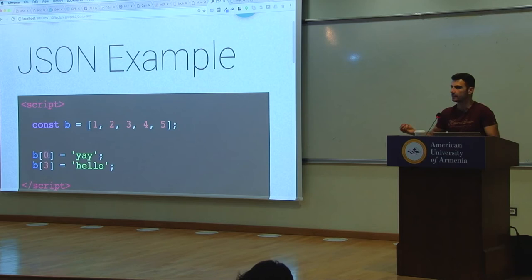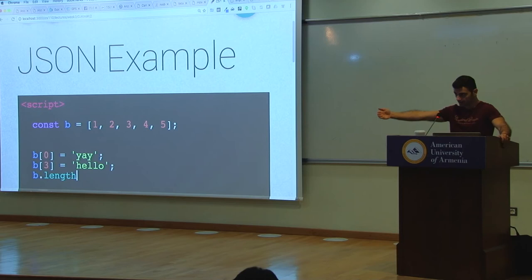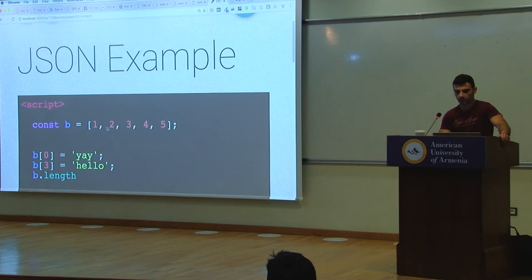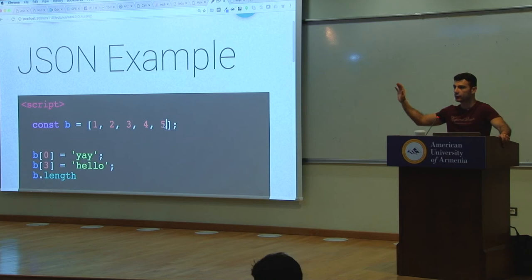Okay? Now, an array has one additional feature, which is its length attribute. So I can do b.length, which, if you recall, length of an array is the last index plus 1. What is the last index here? 4. Right, so 0, 1, 2, 3, 4 plus 1 gives you 5. Therefore, the length of this array is 5. Does that make sense?